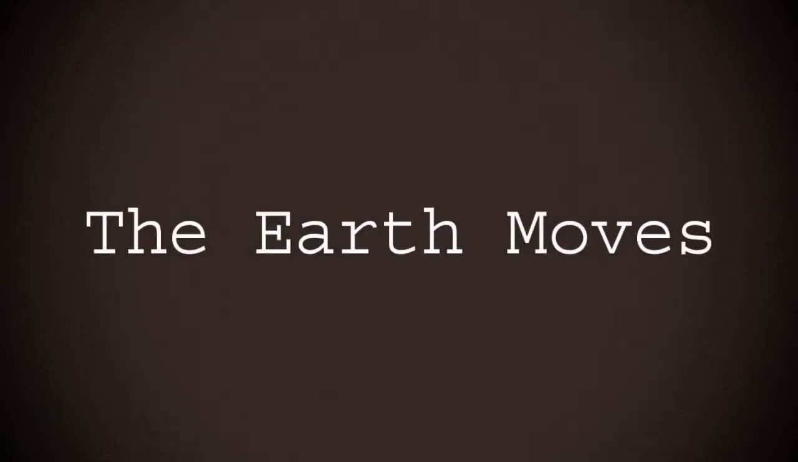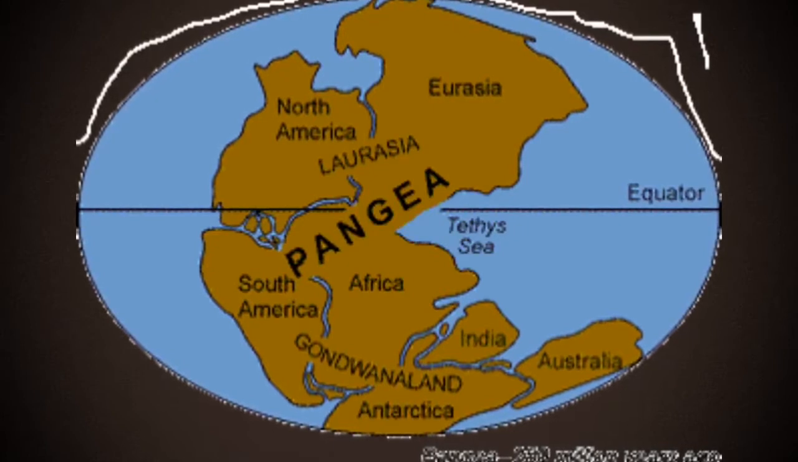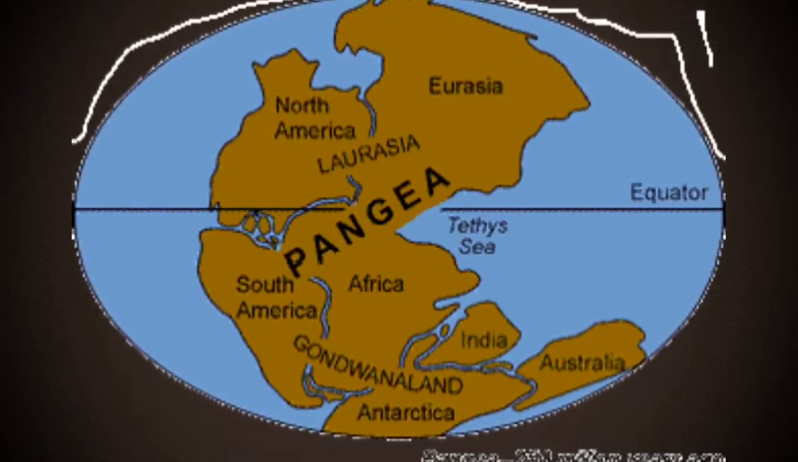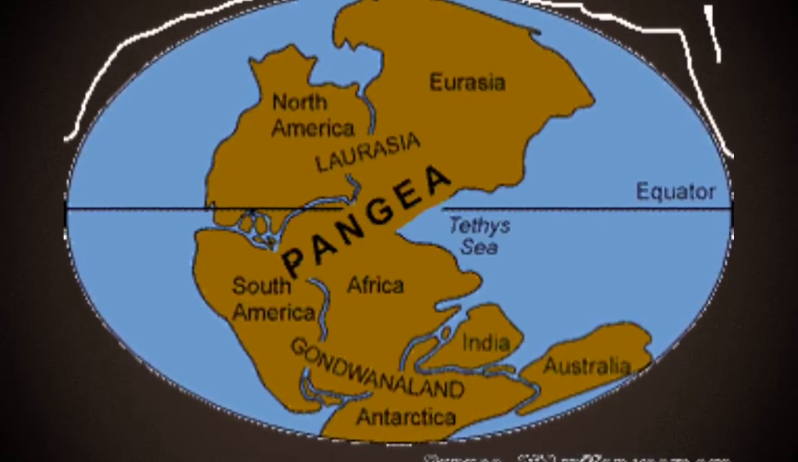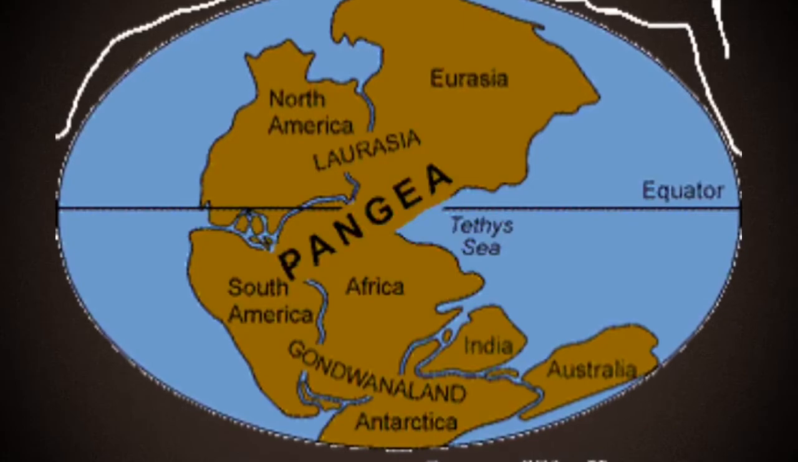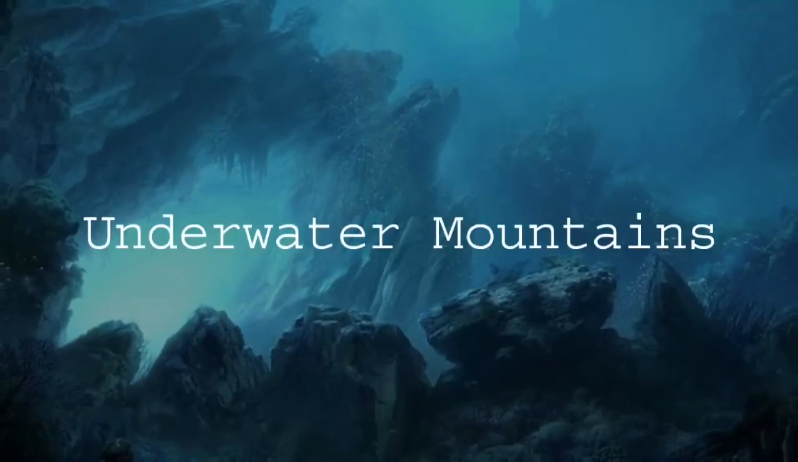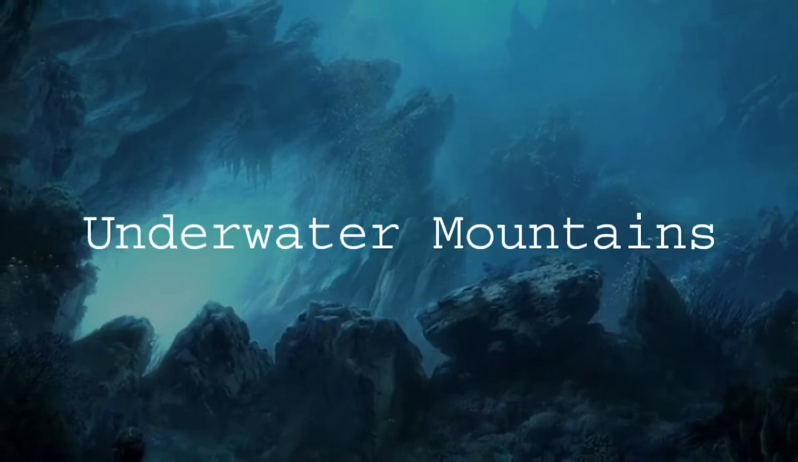The Earth moves. The Earth has tectonic plates that move over time and shift. At first, all of the continents were stuck together. It was called Pangea. But over time, with all the Earth movements and the tectonic plates sliding, it moved apart and became the continents we know today. Did you know that the highest mountain range is actually underwater? Pretty cool, huh?